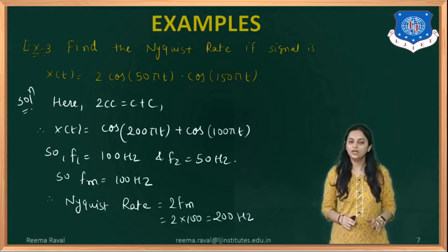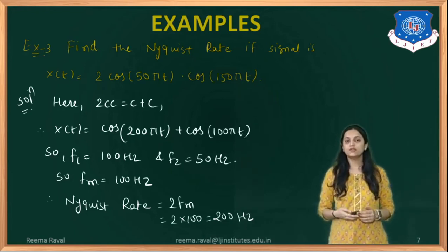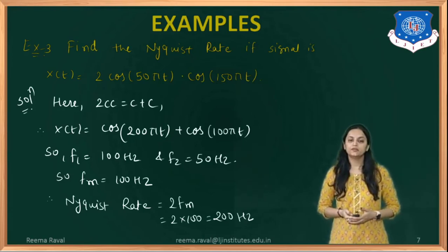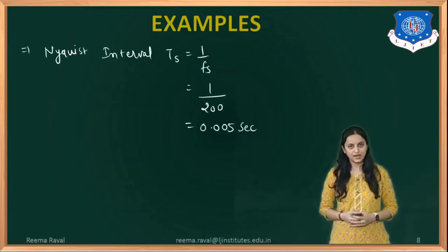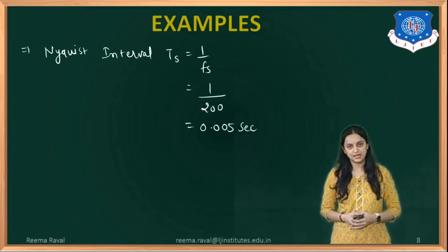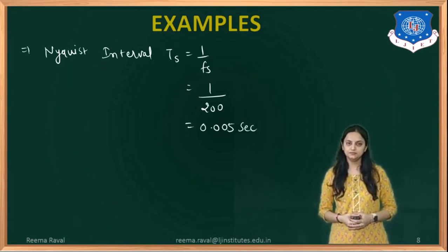Here only the Nyquist rate is to be found, but we can also find the Nyquist interval. We know that the Nyquist interval is the inverse of the Nyquist rate, that is 1 by 200. So the answer will be 0.005 seconds. Here you can also convert it into milliseconds.